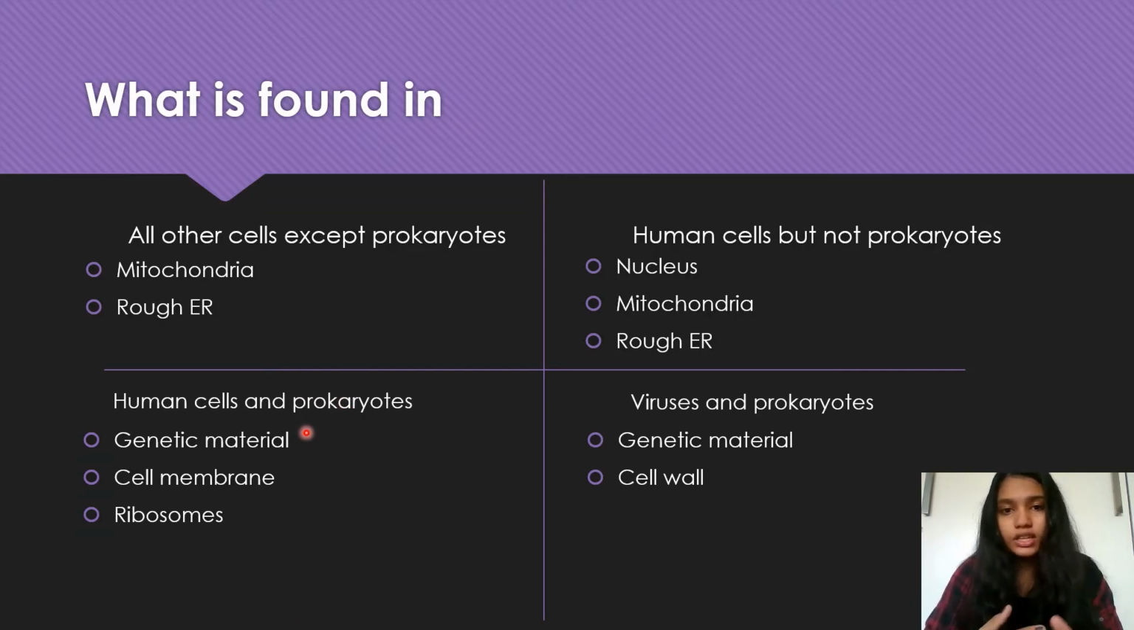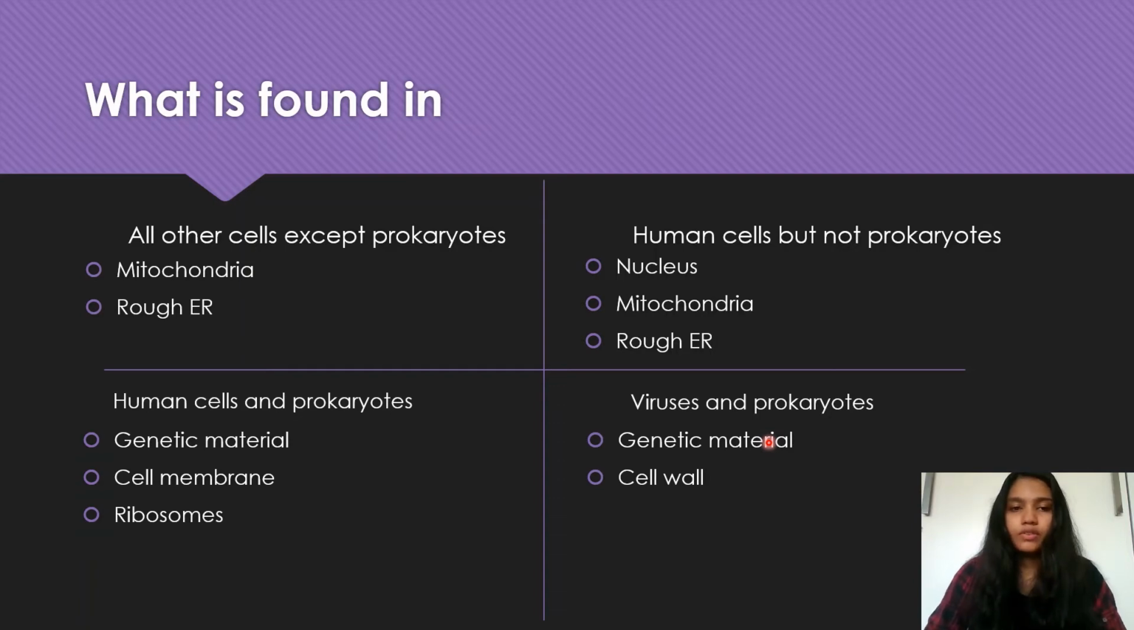DNA is deoxyribonucleic acid. RNA is ribonucleic acid. Cell membrane and ribosomes. And what is found in viruses and prokaryotes? You have genetic material and cell wall.